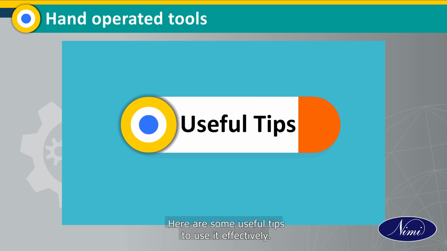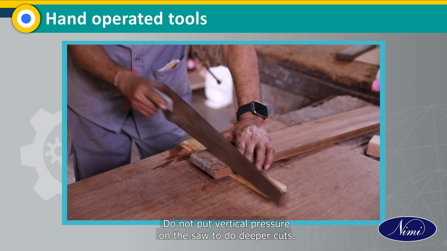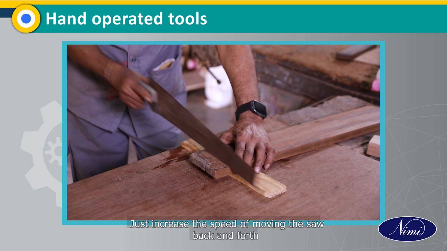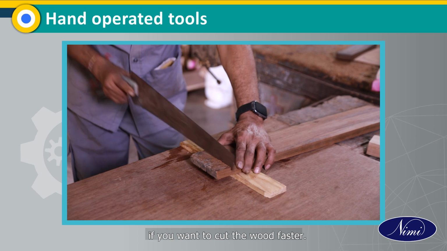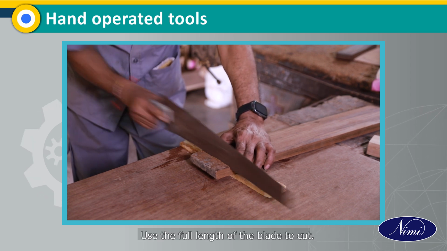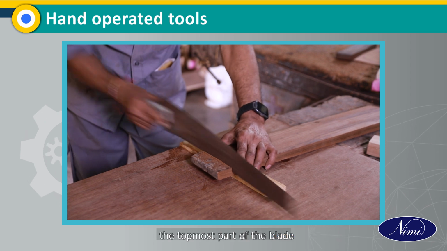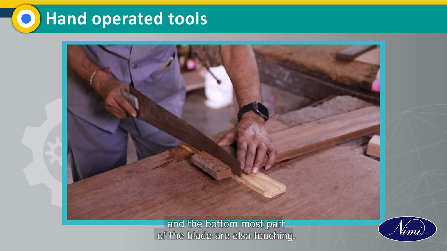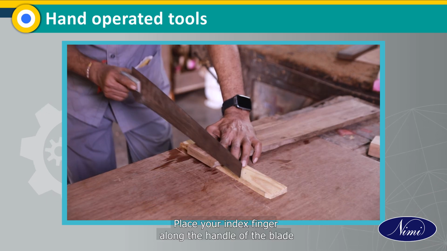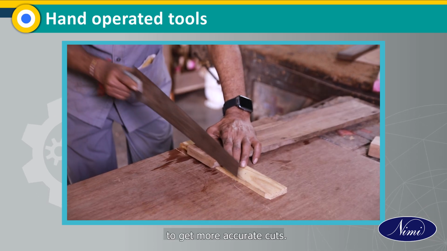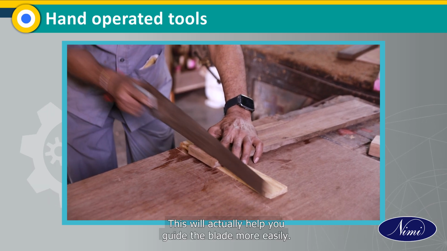Here are some useful tips to use it effectively. Do not put vertical pressure on the saw to do deeper cuts. Just increase the speed of moving the saw back and forth if you want to cut the wood faster. Use the full length of the blade to cut. So you need to move the blade such that the topmost part of the blade and the bottommost part of the blade are also touching. Place your index finger along the handle of the blade to get more accurate cuts. This will actually help you guide the blade more easily.